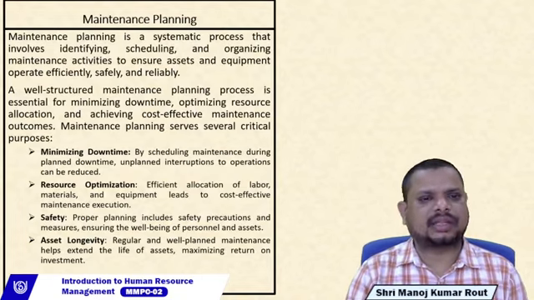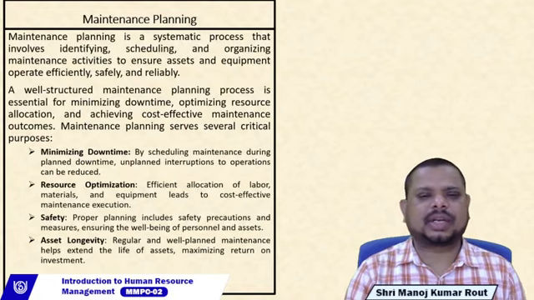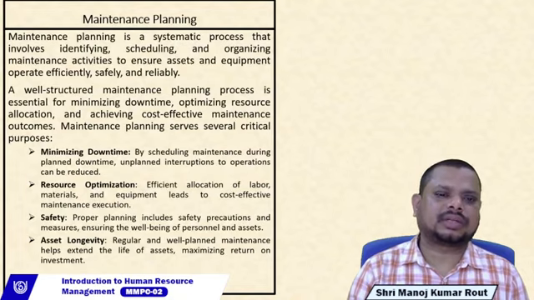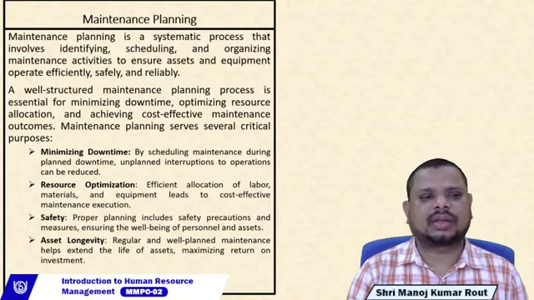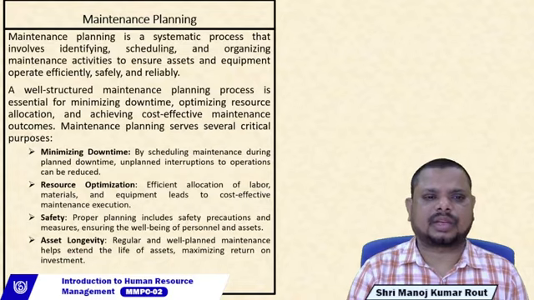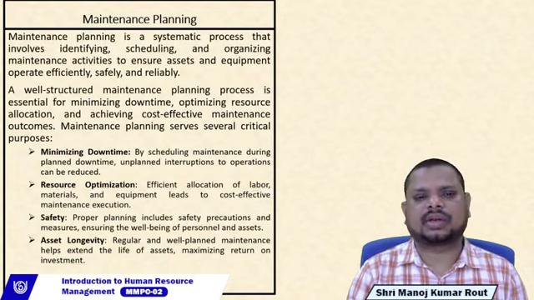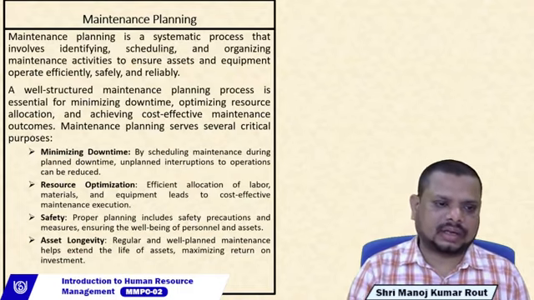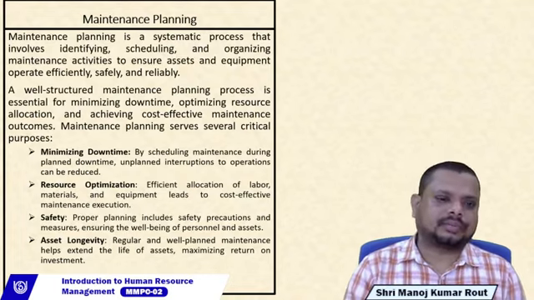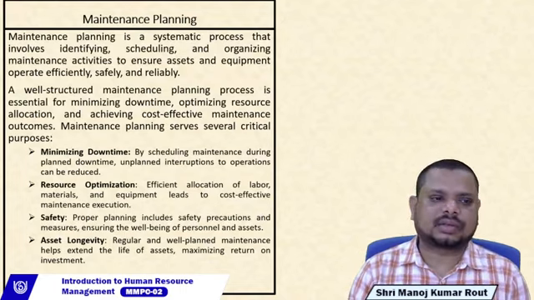So why is maintenance planning most important? Because it's a systematic process that involves identifying, scheduling, and organizing the maintenance activities to ensure the assets and equipment operate efficiently, safely, and reliably. So this is the common objective of maintenance planning. I repeat: identify, schedule, and organize to ensure the assets and equipment increase operational activities and operate efficiently. Then the next one is to provide a higher level of safety and reliability to the machines.